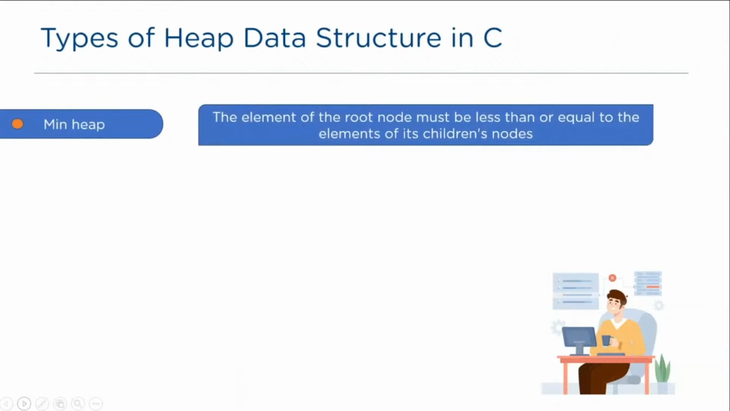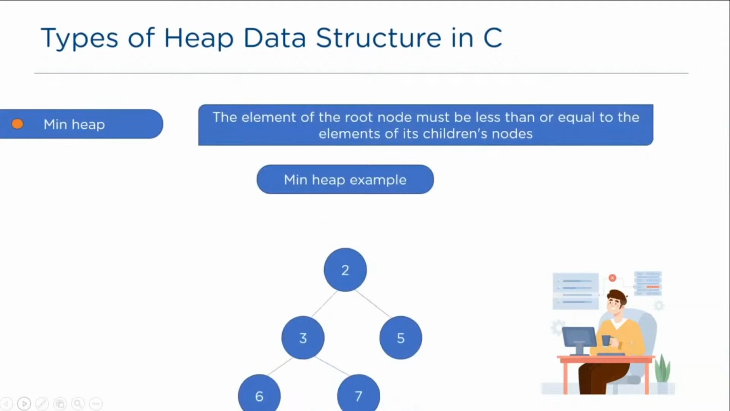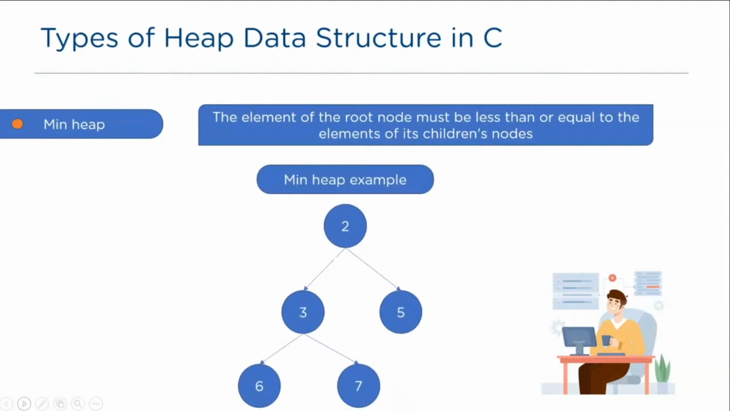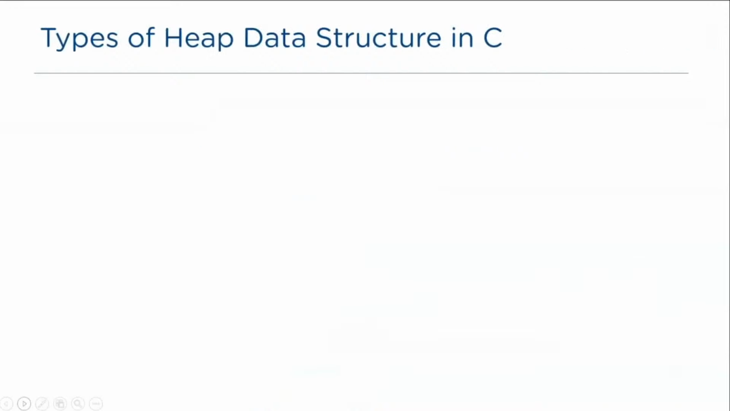The root node element of a min heap is lesser than or equal to its children nodes. For example, 2 is lesser than all other nodes in the heap. The parent node 3 is lesser than its children nodes 6 and 7. So I think you understood max heap and min heap well. Okay, so let us move on to the max heap implementation.